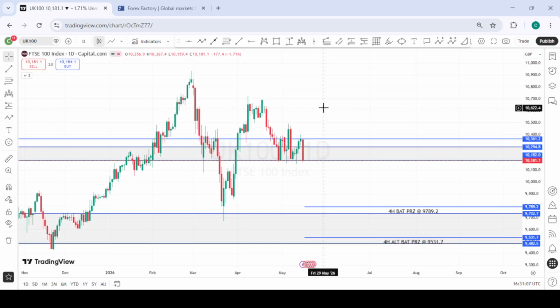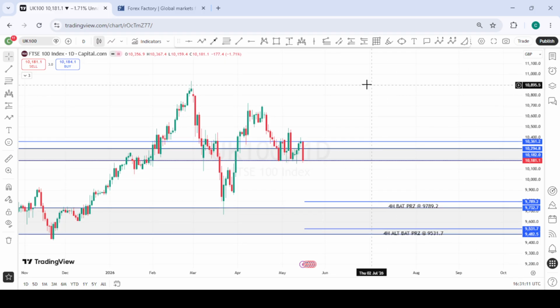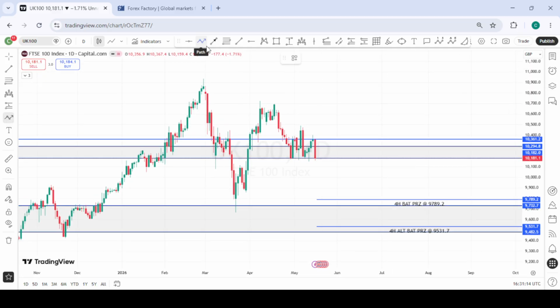We have here the UK 100 or the FTSE 100. It's also very bearish now, and what we're waiting for is a daily candle break below this neckline. As you can see, this is a head and shoulder formation. You can see here, this is the left shoulder, the head, and the right shoulder. So we are looking forward to a possible break and a retest of this area of interest, and look for selling opportunities to the downside.